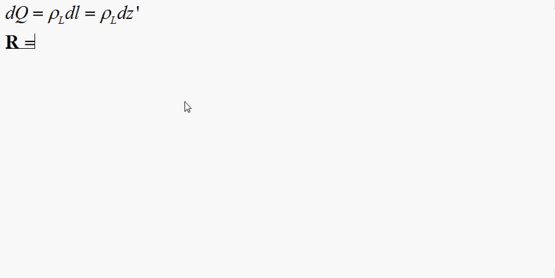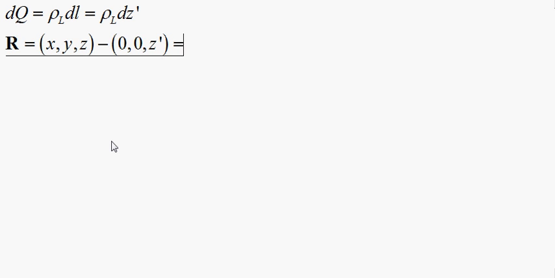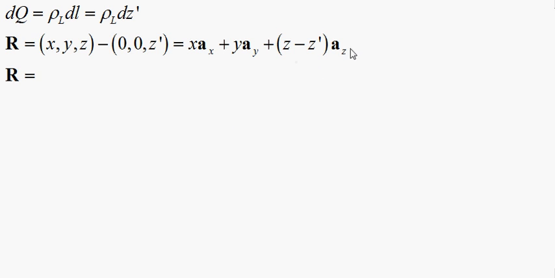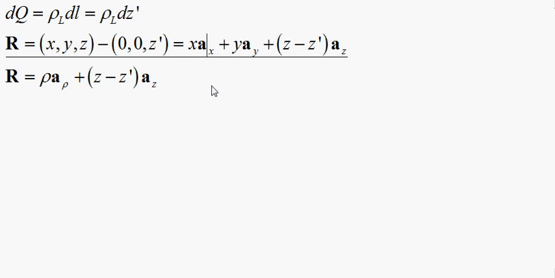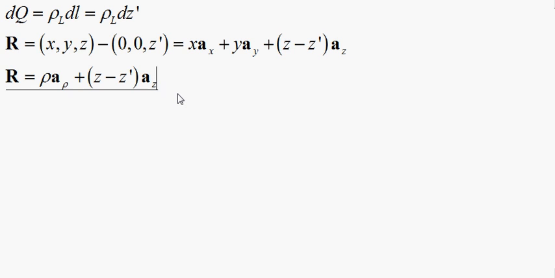The next part we need to get is r, which is this vector right here. If you look at the geometry, as I said, you should write it down, it's going to be x, y, z minus 0, 0, z prime, and that translates into x a sub x plus y a sub y, plus z minus z prime, a sub z, or we're going to put this in polar coordinates. This expression right here is actually equal to rho a sub rho, because that's the polar coordinate expression for the rho unit vector. I will do a video on polar coordinates sometime in the future, if you don't know.